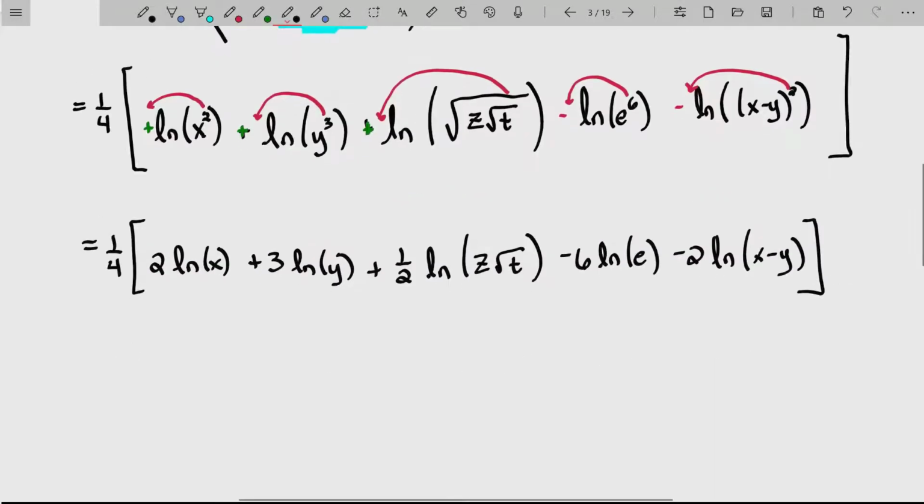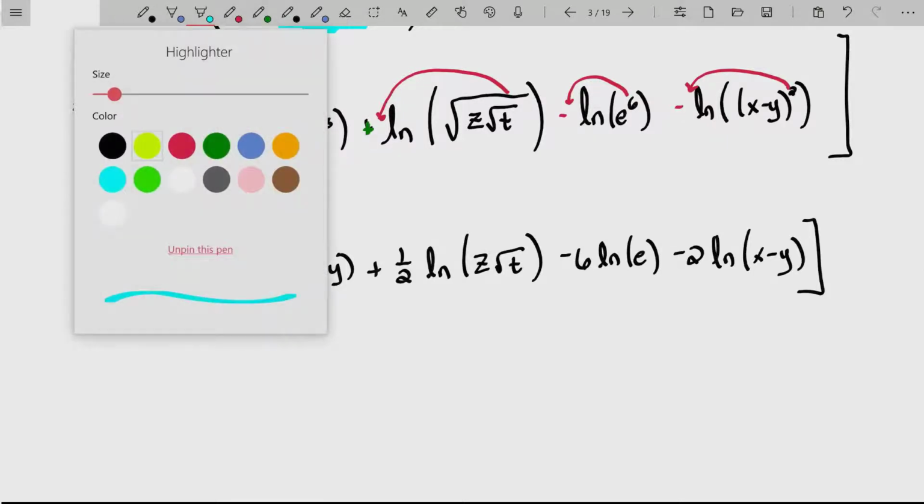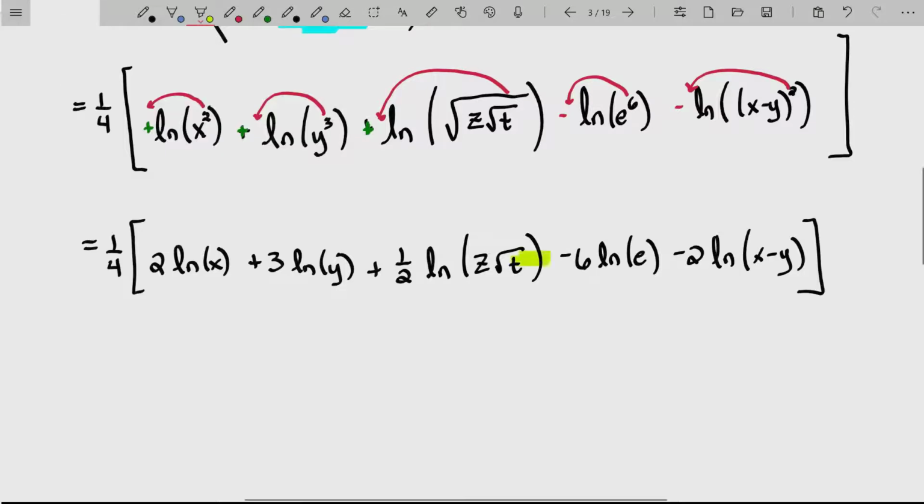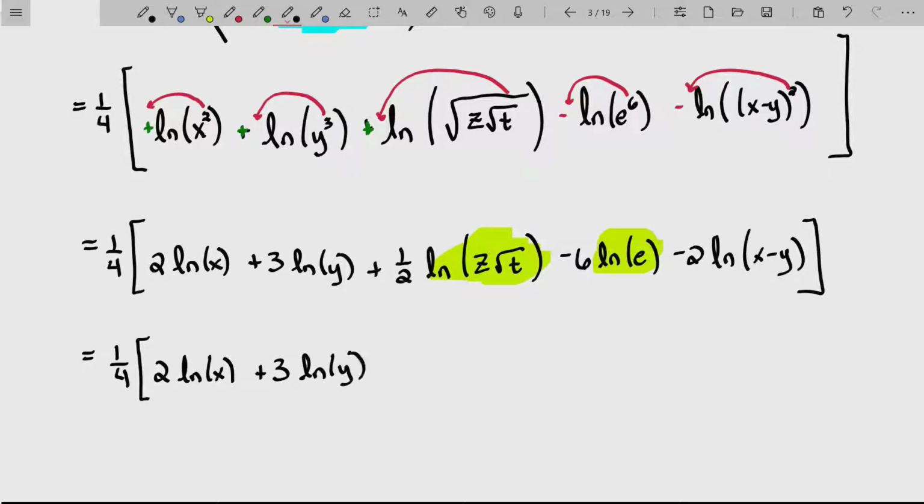All right. Now, this is not completely expanded because of a couple things, actually. We have one picture right here that can be expanded even further. And this picture right here, natural log of e is just 1. Again, from your prerequisite material. So we'll go ahead and just do this as 1/4 times 2 natural log of x plus 3 natural log of y. And now I'm going to say plus 1/2.